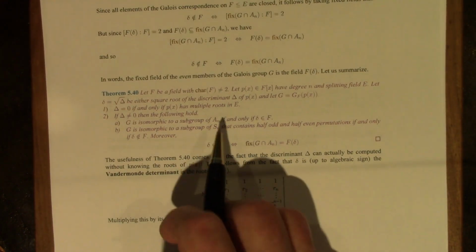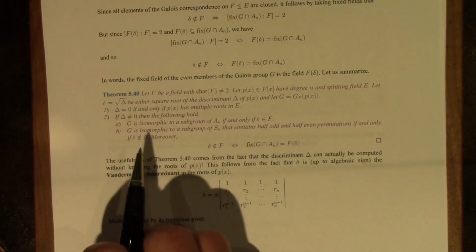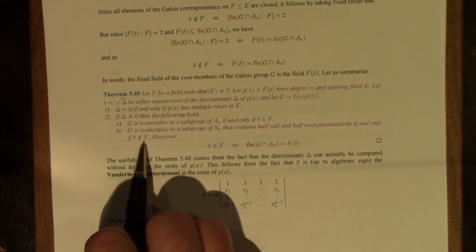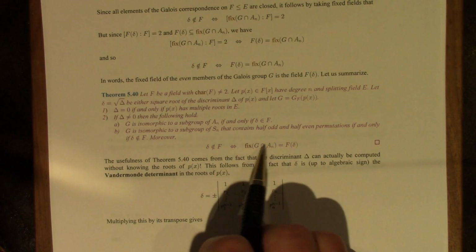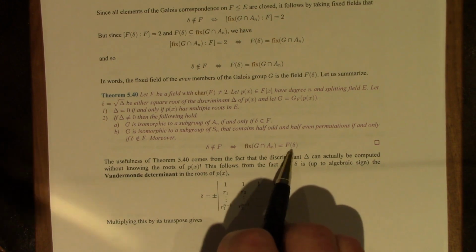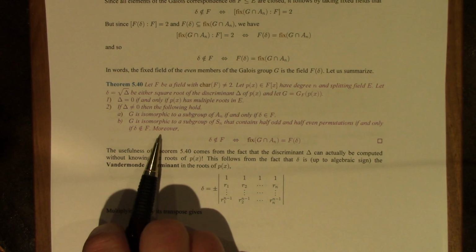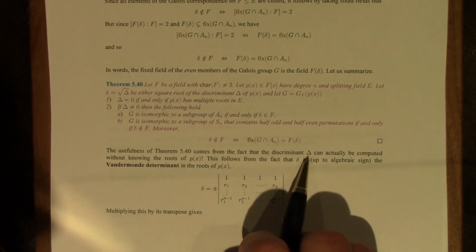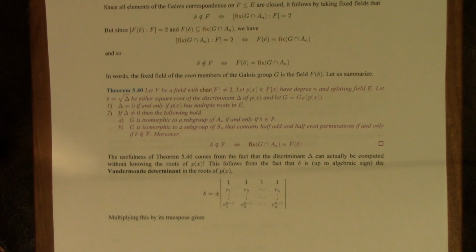And G is isomorphic to a subgroup of Sn that contains half odd and half even permutations if and only if little delta is not in F, and moreover, little delta is not in F if and only if the fixed field of the even permutations in G is this quantity, F with little delta adjoined. Okay, this may seem a bit abstract at the moment, but the usefulness of this theorem comes from the fact that the discriminant, capital delta, can actually be computed without knowing the roots of the polynomial. And that's quite remarkable.